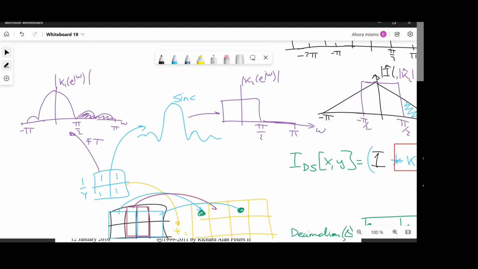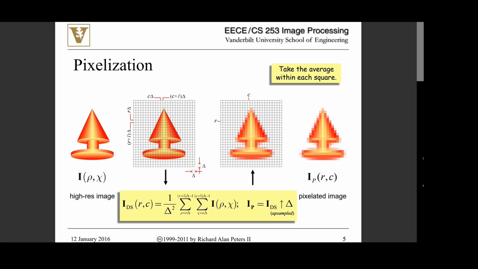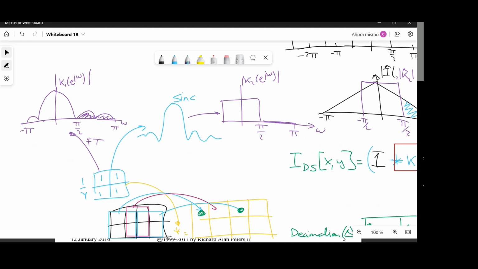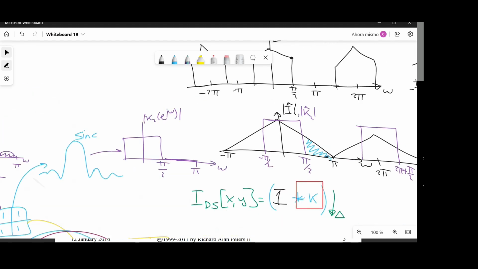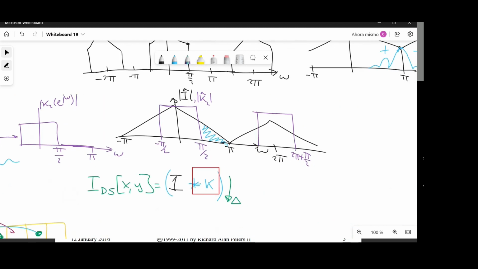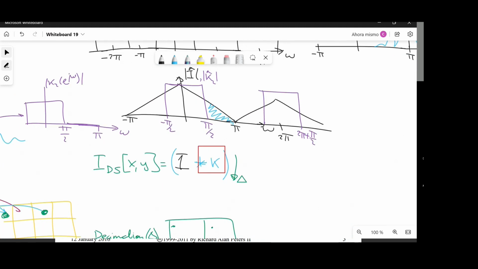Okay, so let's look now. This is the simplest way to do a low pass filter. And now there is another trick: upsampling. So once I have produced the downsampled image, now I do an upsampling of it.